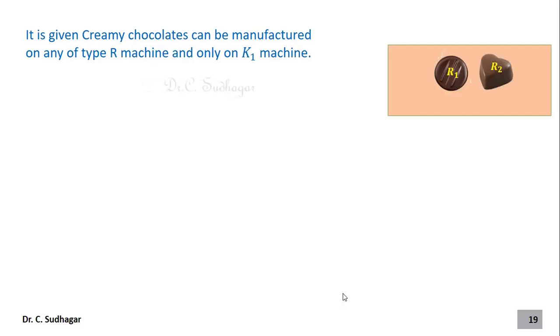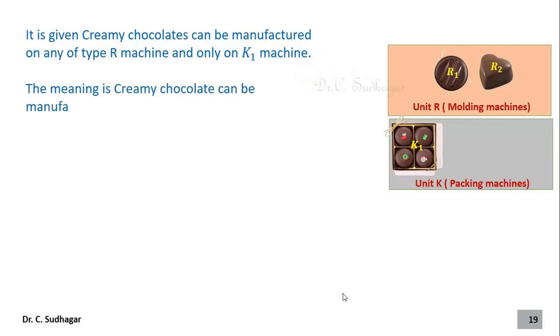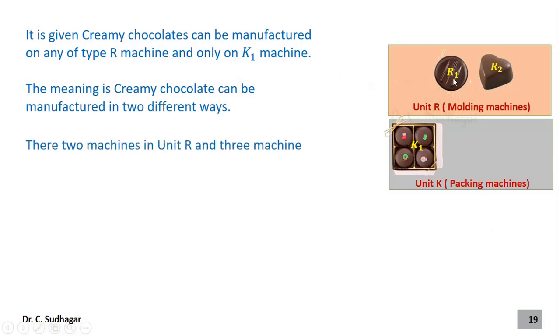So just for our understanding, I put the picture again. It can be manufactured on any type of R machine, R1, R2, we have two. But only on the K1 machine, so I put only K1 here. So how many different ways can the creamy chocolate be manufactured? By using two different ways only. Okay, so what are they? You can use this mold and put it in this box. You can use this mold and put it in this box. Only two methods are possible. So they are 2C1 into 1C1 equal to 2.